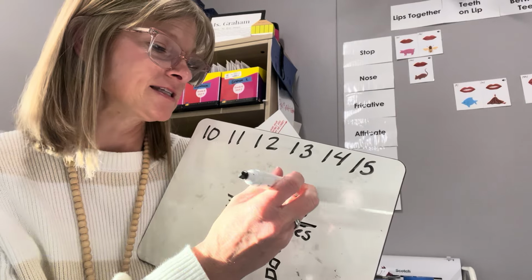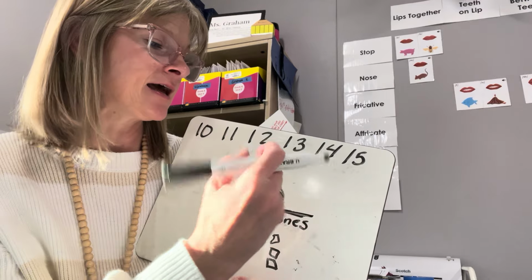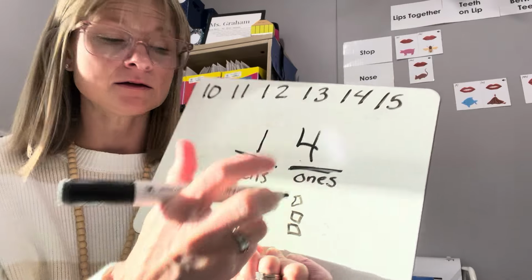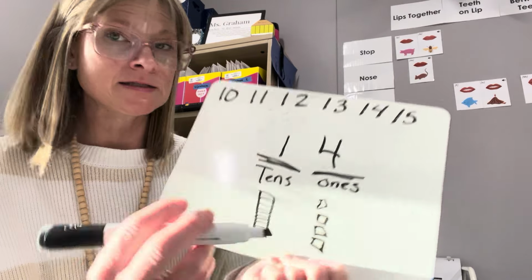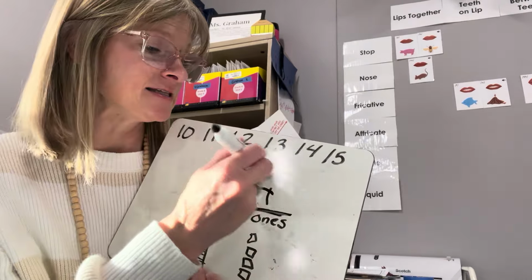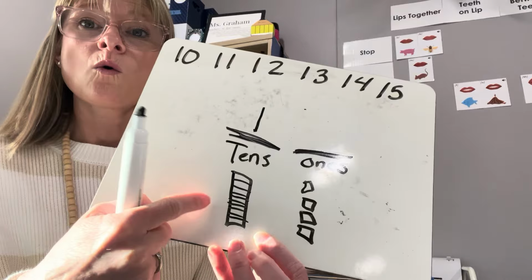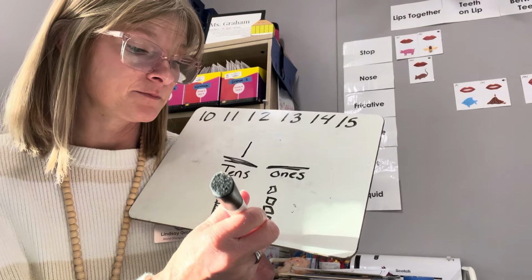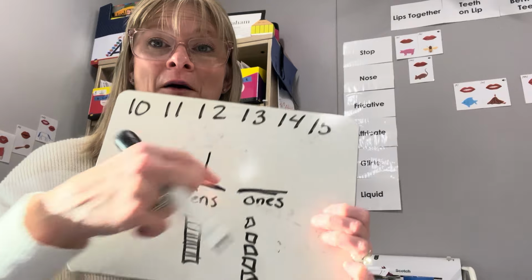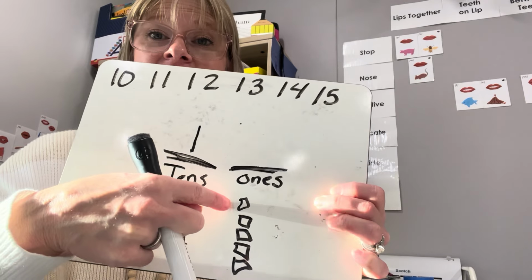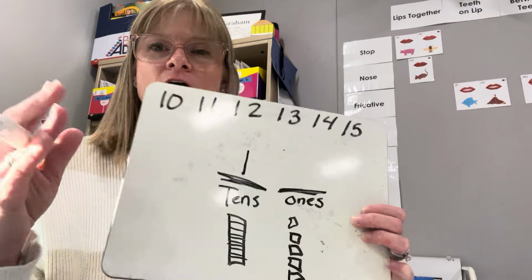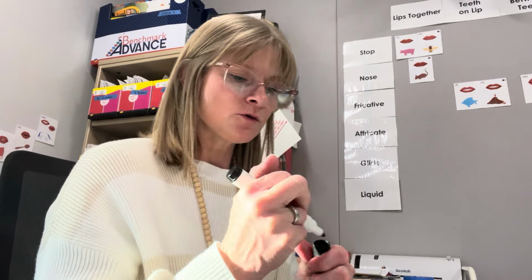What do we think 14 is? How many tens? 1 ten. And how many ones? 4. 4 ones. Great job. And now let's get to 15. That's how many tens? 1 ten and 5 ones. 5 ones. Good job. So when we're going through all our teen numbers, we have 1 ten, and then as we go up, we add one more one. Okay? All right. Let's get started with our review lesson for today.